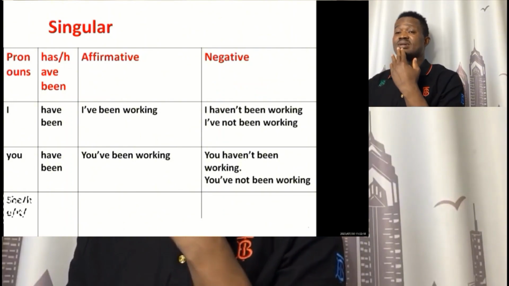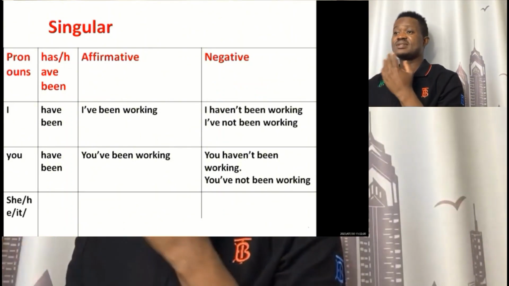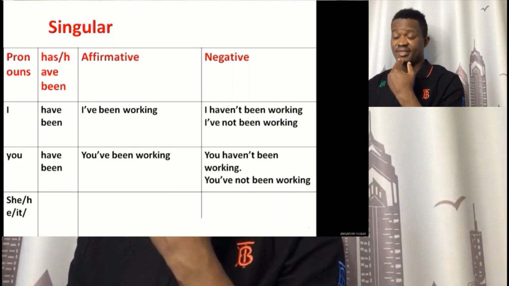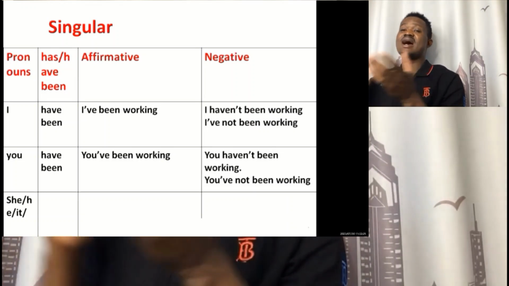Let's go to the third person pronouns: she, he, it. Here we have to use has been.